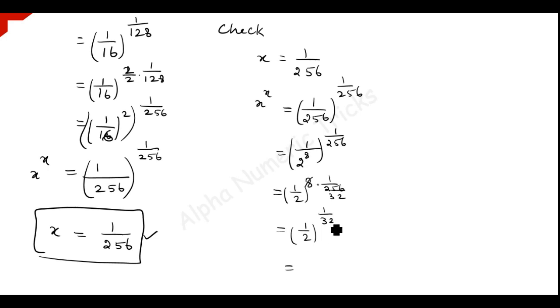Using the formula that the nth root of a is a to the power 1 over n, here in place of n you have 32, so you can write this as the 32nd root of 2, and here we have 1 over the 32nd root of 2. This is our required problem, so we get the required answer.